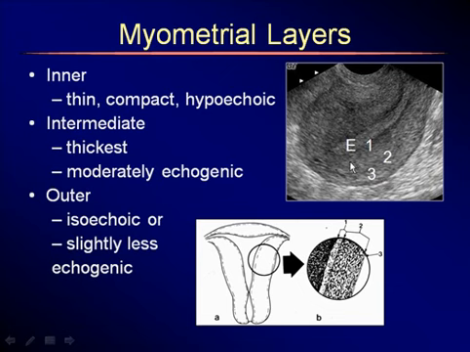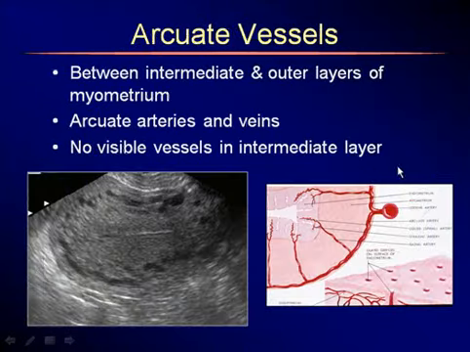It's moderately echogenic and where various circular and longitudinal muscle is located. Then comes a fairly thin outer layer, which is pretty much isoechoic with the intermediate layer, maybe slightly less echogenic, and you'll see vessels in between layer 2 and 3. Those vessels between layer 2 and 3 are the arcuate arteries and veins. Basically, there are really no visible vessels within the intermediate layer.